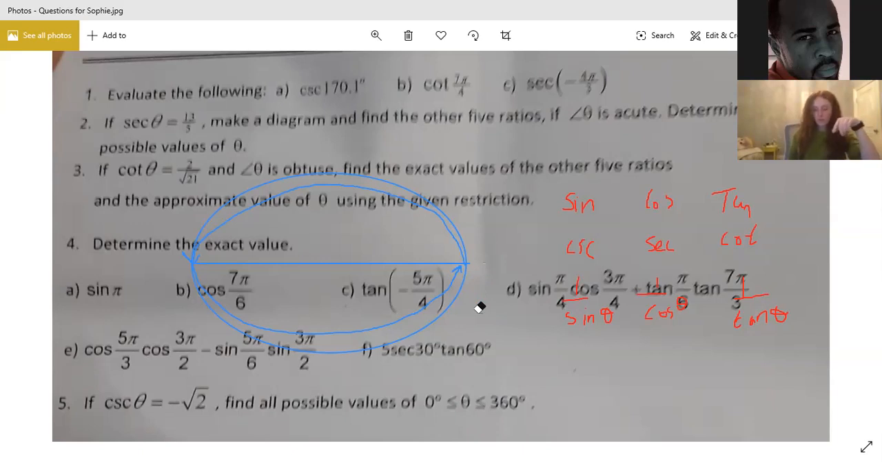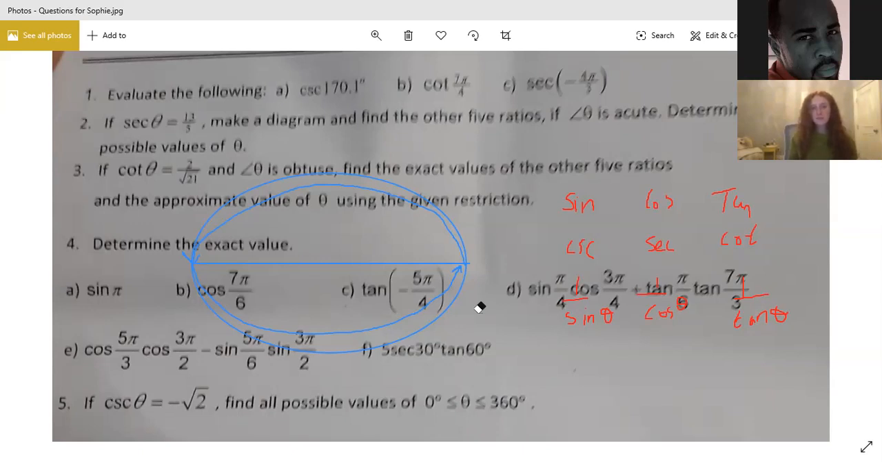Try 7 times 7 pi, but use pi as 180. 21.99. 7 times 180, I get 1,260. Divide by 4. 315. That's what you're finding, the cut off. That's the angle.